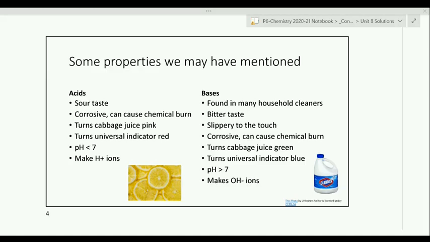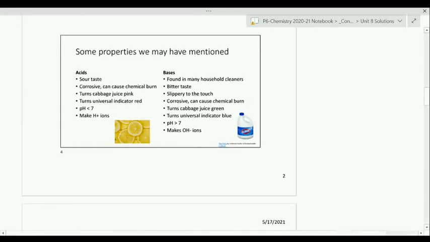Great. So we have taken a look at what acids and bases are. And at this point, we've talked about some properties of acids and bases. So acids have a low pH. They turn universal indicator red. They make hydrogen ions. Bases have a high pH. They make hydroxide ions. They turn universal indicator blue. So these are some of the things we've talked about with acids and bases in our readings from last week.